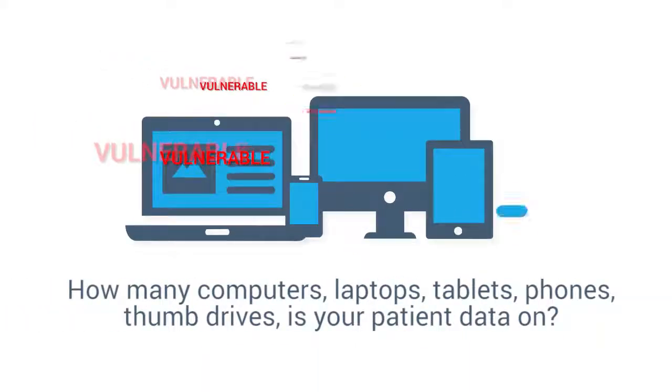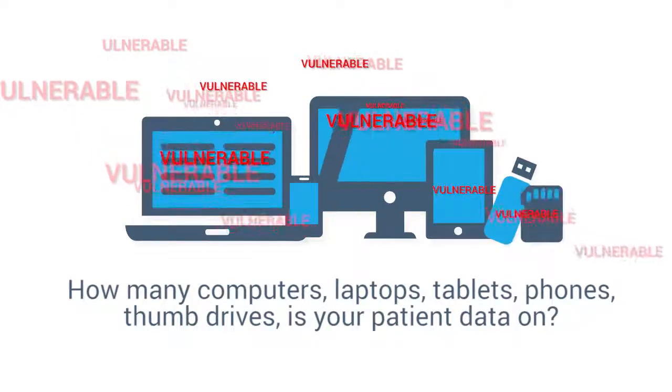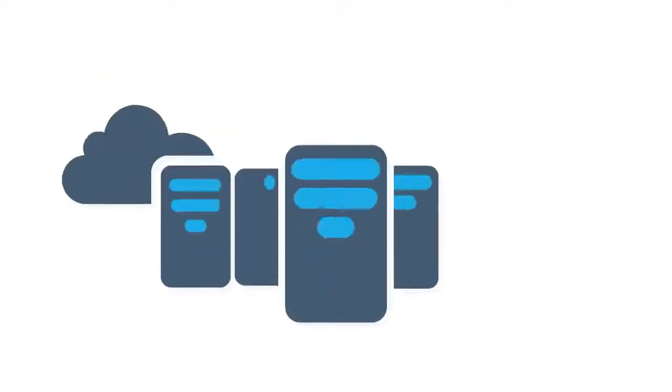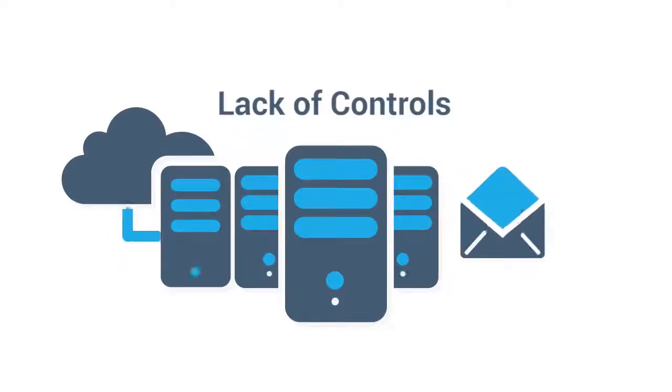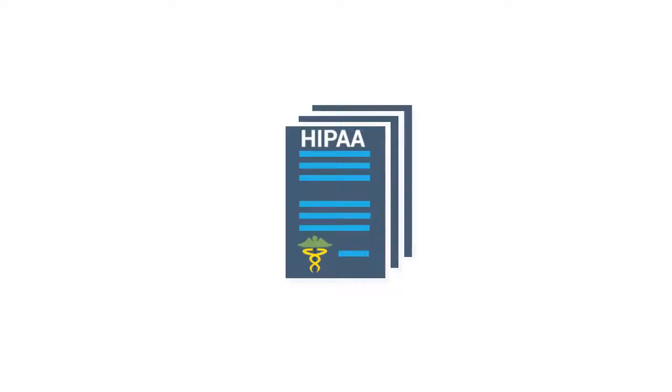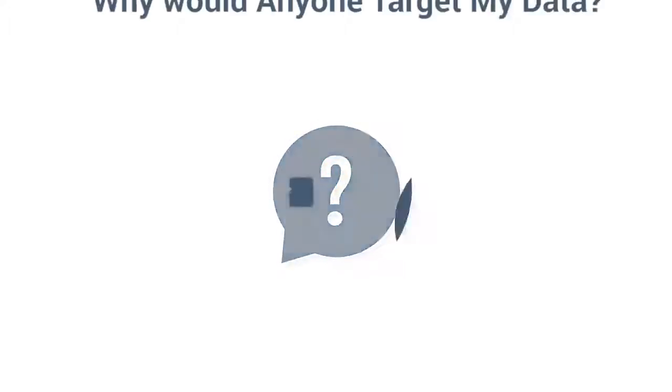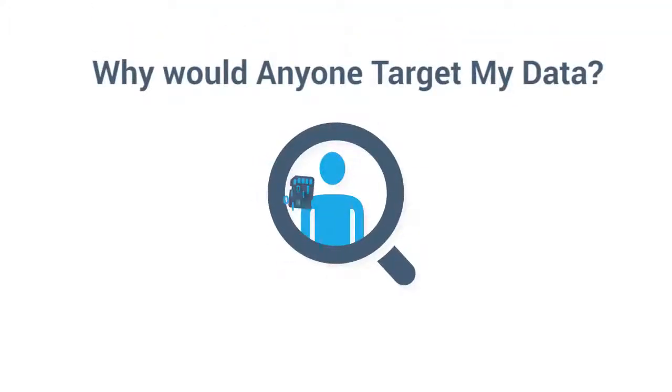How many computers, laptops, tablets, phones, thumb drives is your patient data on? The lack of controls around technology, email, and the overall handling of patient data is exactly why HIPAA enacted the Omnibus rule last September. So you're probably asking, why would anyone target my patient data?